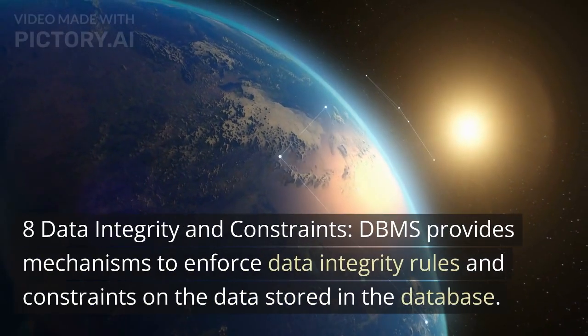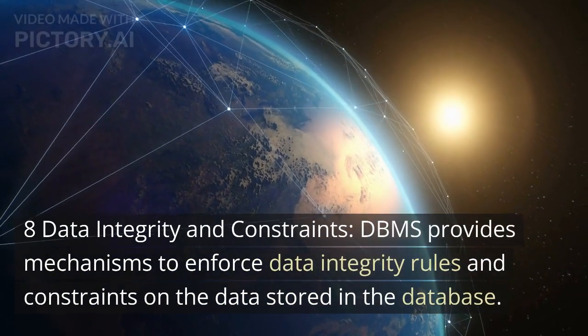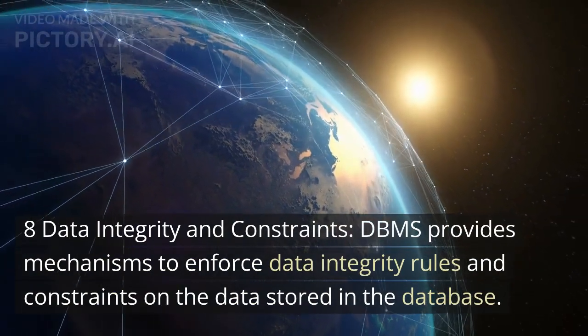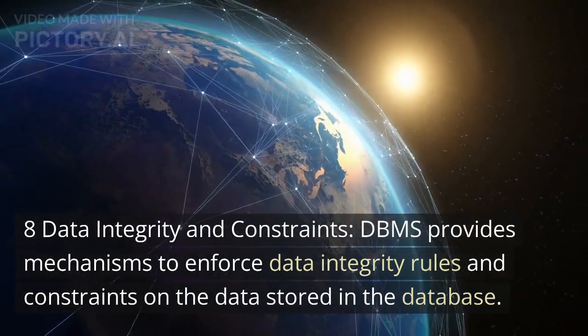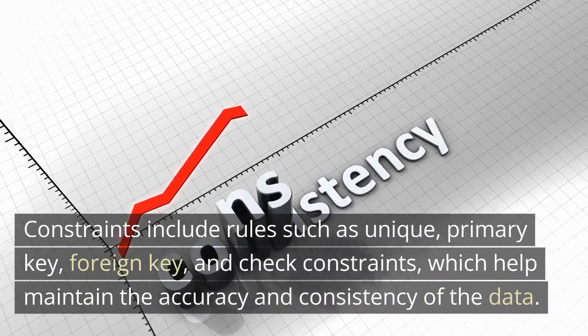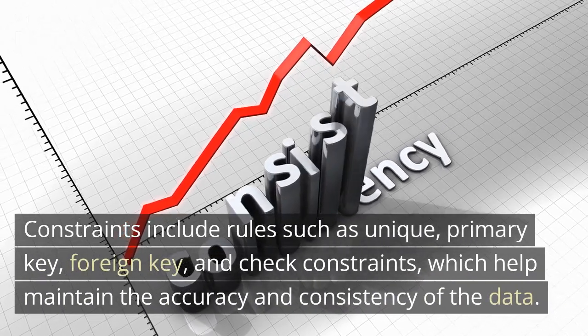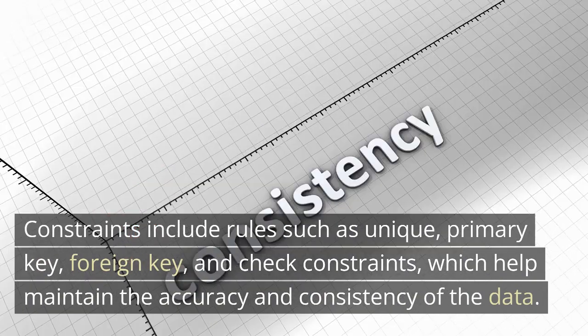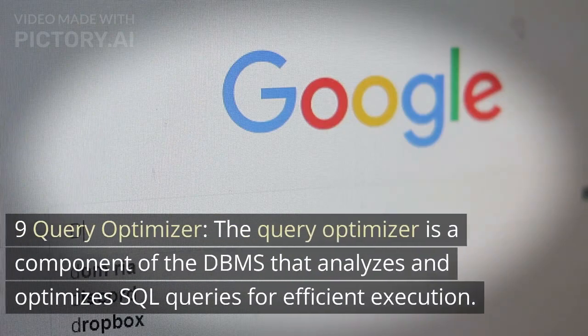8. Data integrity and constraints. DBMS provides mechanisms to enforce data integrity rules and constraints on the data stored in the database. Constraints include rules such as unique, primary key, foreign key, and check constraints, which help maintain the accuracy and consistency of the data.